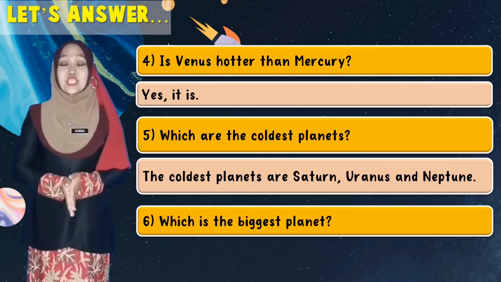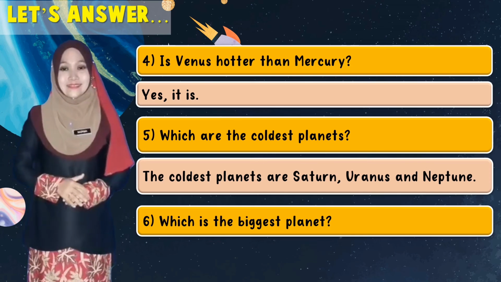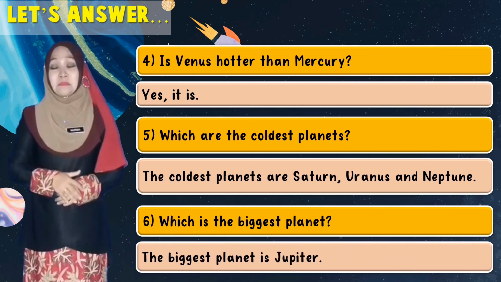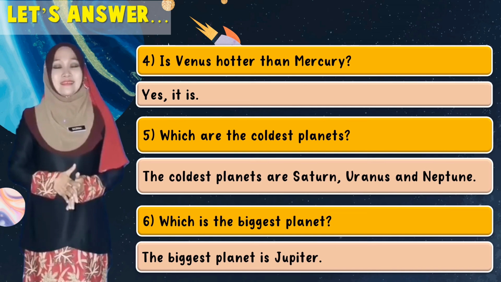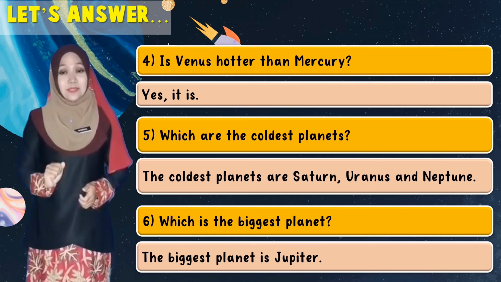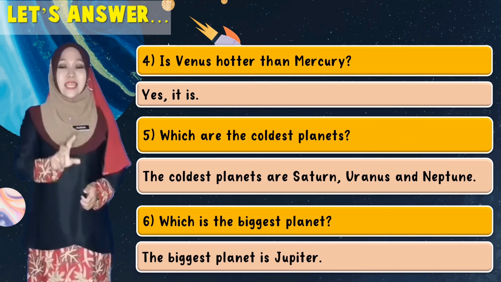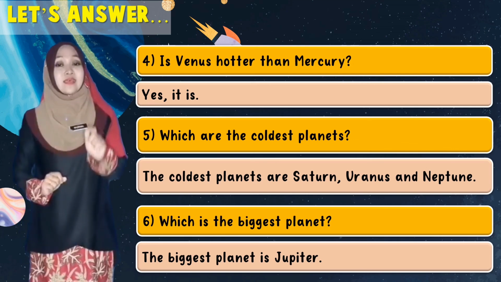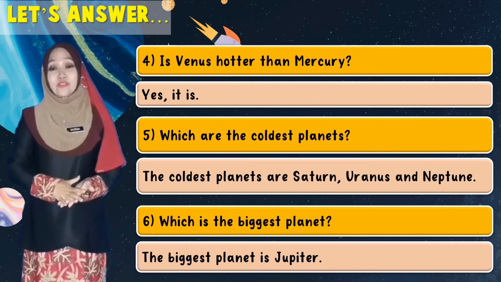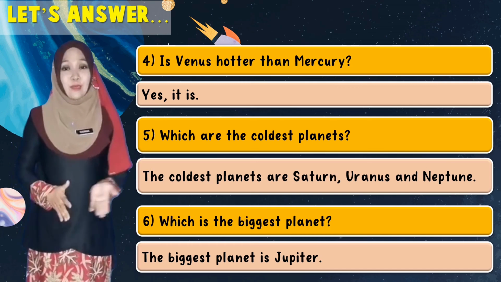And the last question is, which is the biggest planet? So what's the answer? The biggest planet is Jupiter. Remember, we start writing the answer with capital T. The biggest planet is Jupiter. Jupiter is capital J because it is the name of the planet. And we end the answer or we end the sentence with full stop.